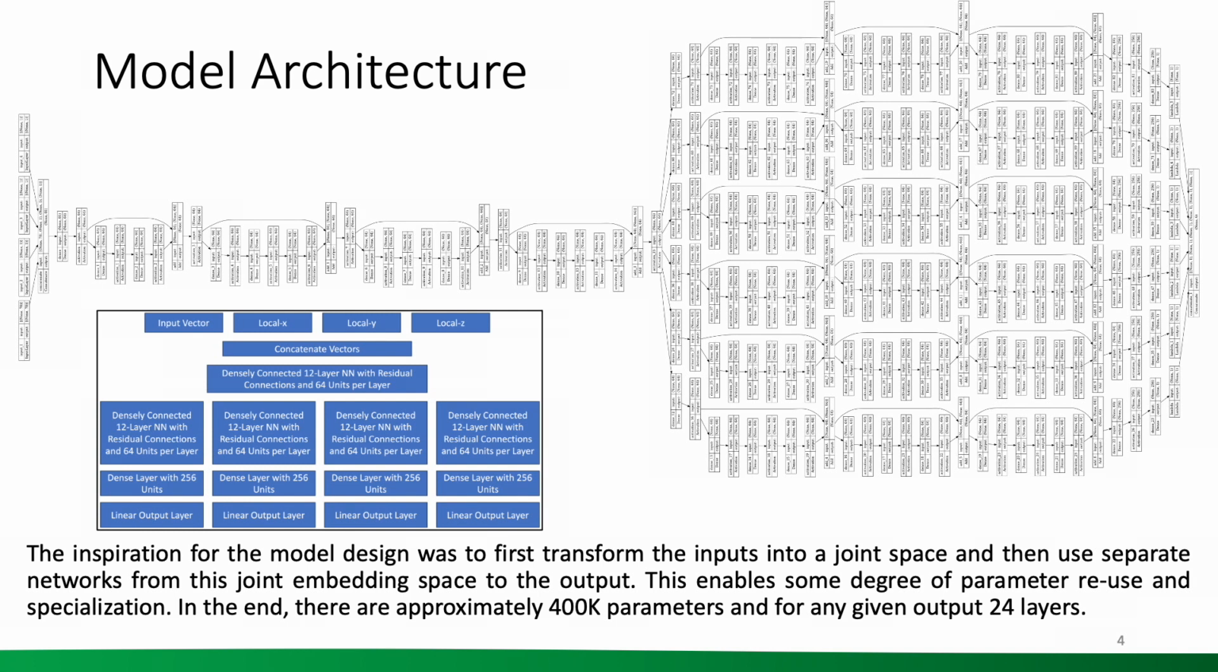The neural network has approximately 400,000 parameters, which is relatively modest given today's standards, and for any given output you have 24 layers. So roughly 12 layers in the original or the first half, and then 12 layers per output on each one of the final paths.